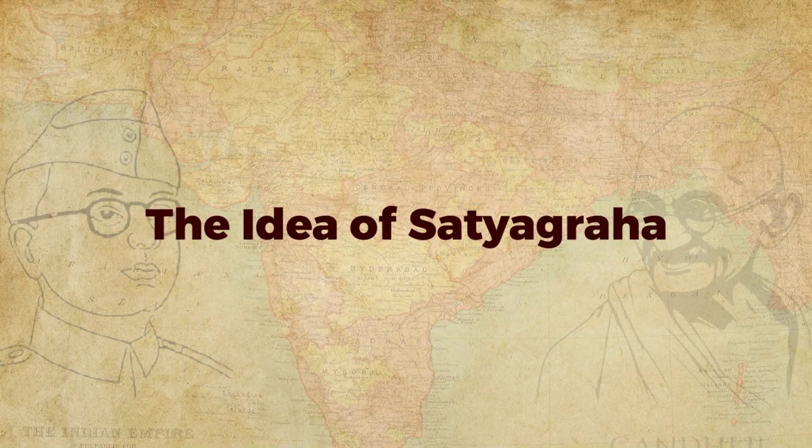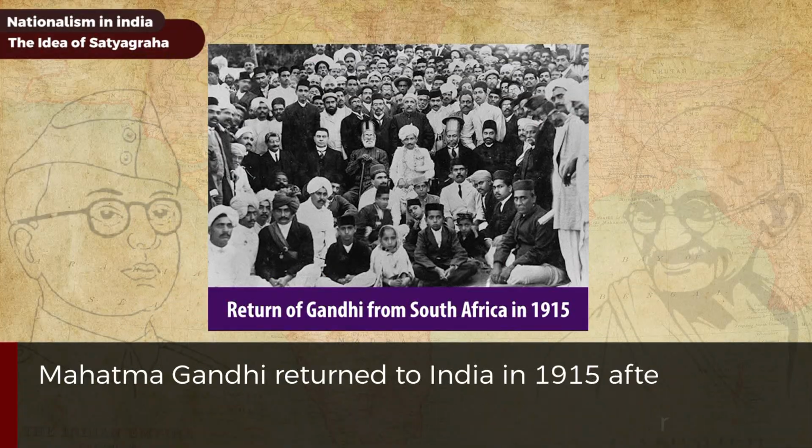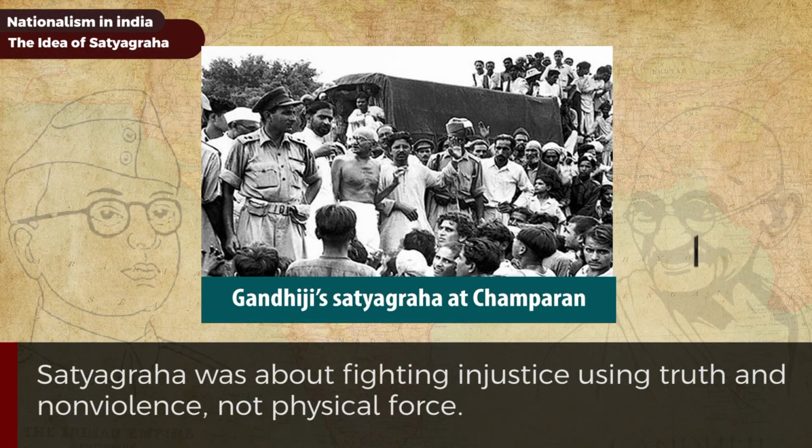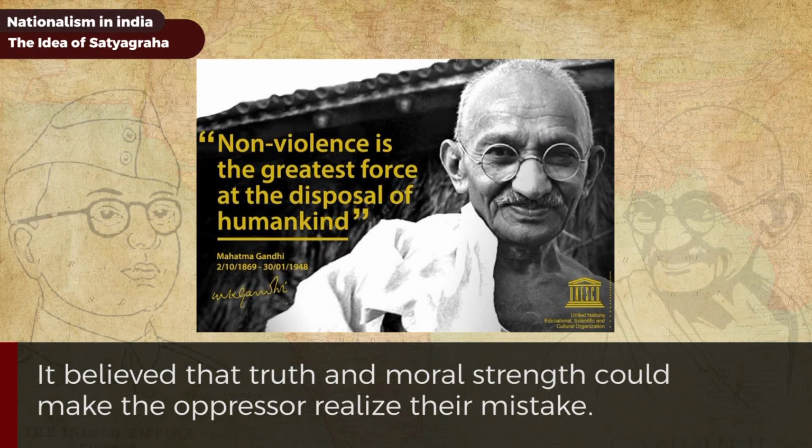The idea of Satyagraha. Mahatma Gandhi returned to India in 1915 after using Satyagraha, a non-violent protest, in South Africa. Satyagraha was about fighting injustice using truth and non-violence, not physical force. It believed that truth and moral strength could make the oppressor realize their mistake.